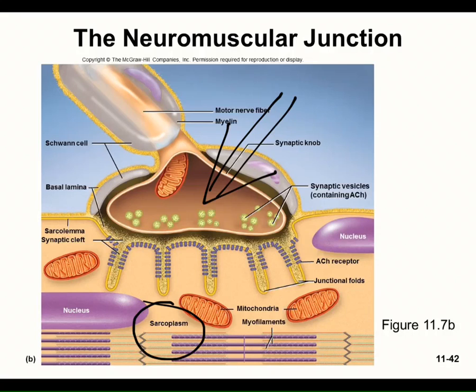Okay, so remember there's two buckets or two supplies of calcium, right? They're in two different places. They're different, but calcium's critical in both places for the contraction of muscle.